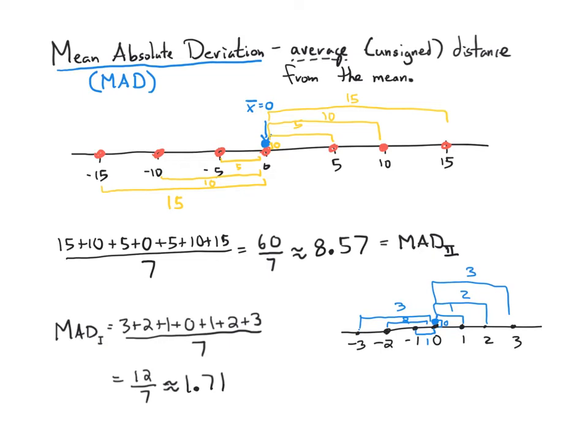So just looking at these, you could say that since this data set has the larger mean absolute deviation, this is a more variable data set. That number here, since it's larger, tells you that the data set is more variable. It's more spread out. And that's a nice use for mean absolute deviation.